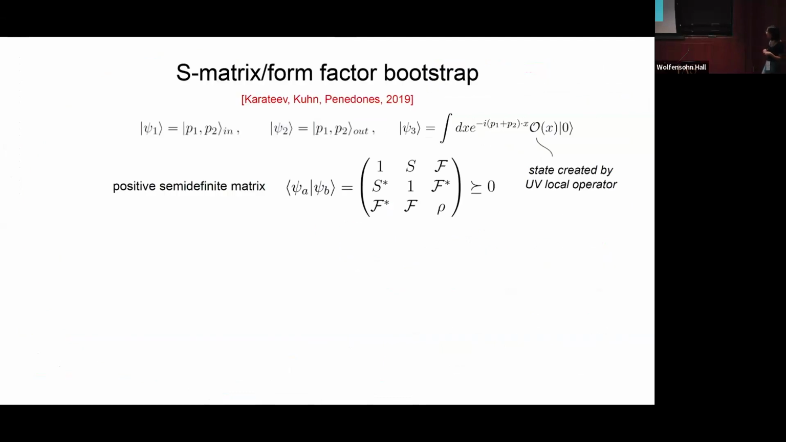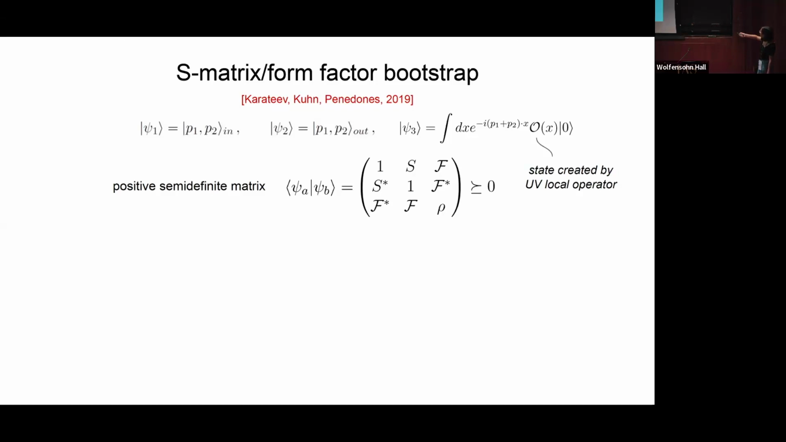To do that, let me first describe an important development in the S-matrix bootstrap that includes the form factors. In addition to the 2-particle asymptotic in and out state, we can consider a state that is created by some UV local operator. The matrix that describes the overlaps of these states has to be positive semi-definite, which arises from the unitarity of the theory. So we see that the upper left corner here is exactly the 2x2 positive semi-definite matrix we saw before.